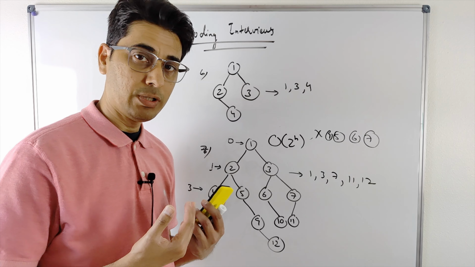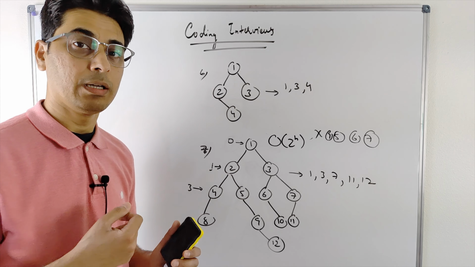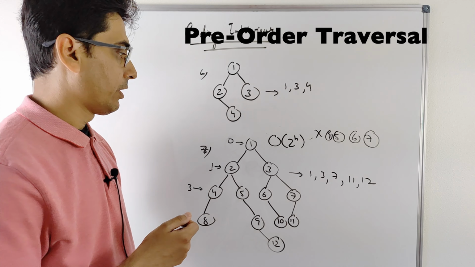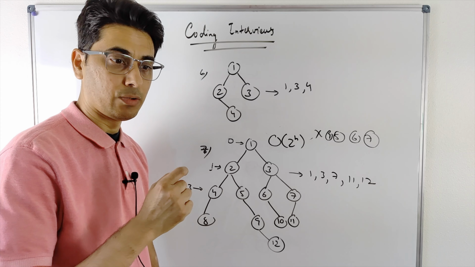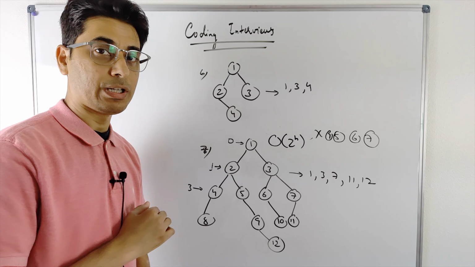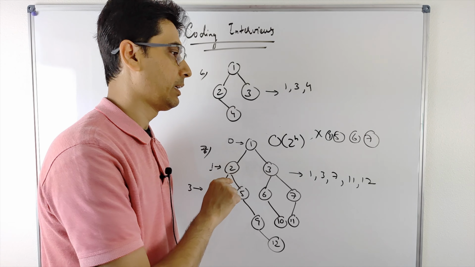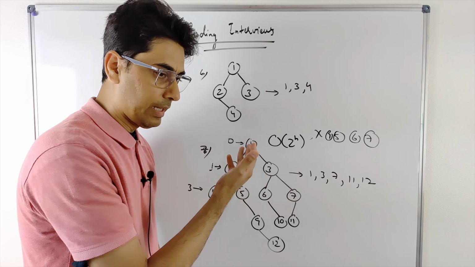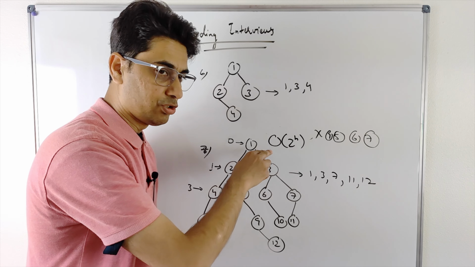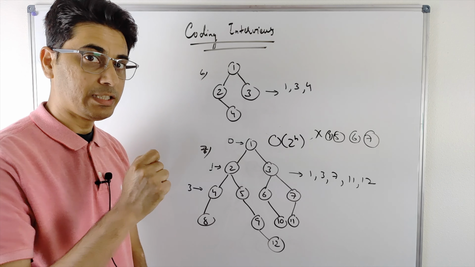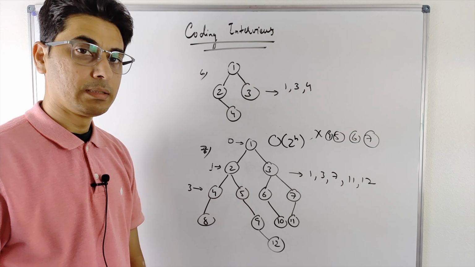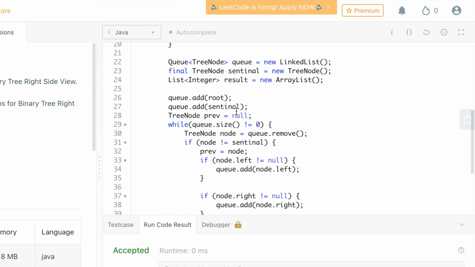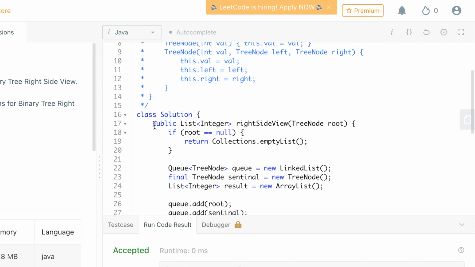So I think we can actually solve this question very easily using a pre-order traversal, where whenever you traverse a node, you just have to make sure that if you are traversing that node at that level the first time, then you should insert it in the result. And when you are traversing the children of a node, you just have to make sure that you always traverse the right child before the left child. So now let's try to solve this question using a pre-order traversal.